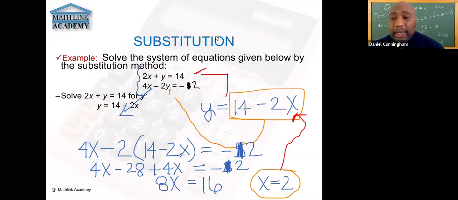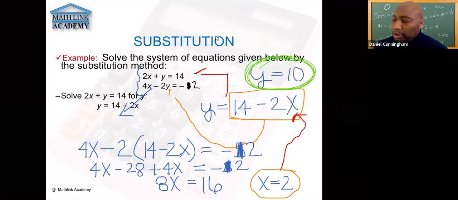So 14 minus 2 times 2, and in that case, that gives me 14 minus 4, and that gives me 10. So y is equal to 10. So let's write that down. Now notice I'm going to circle this so you know where things are located. This is an example of one solution. X is equal to 2, y is equal to 10.